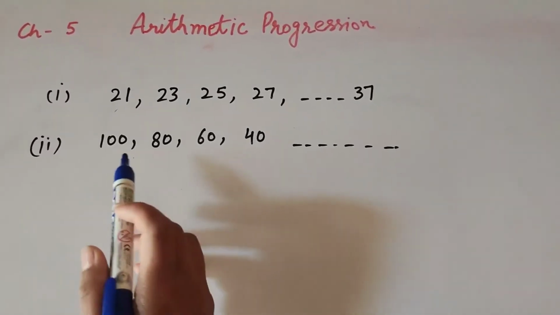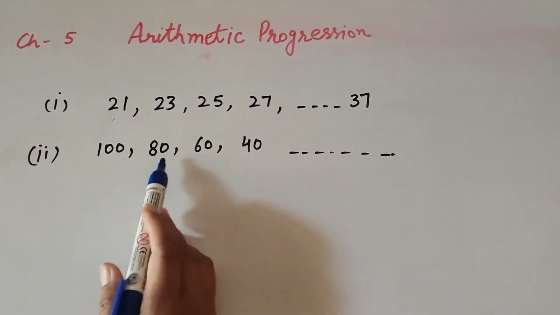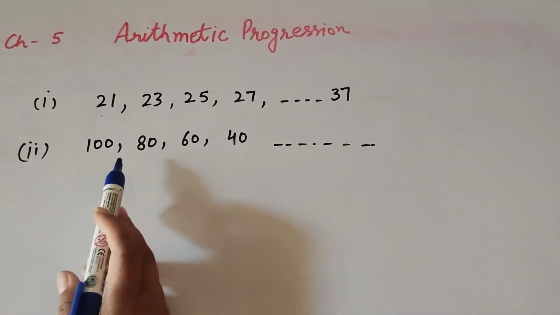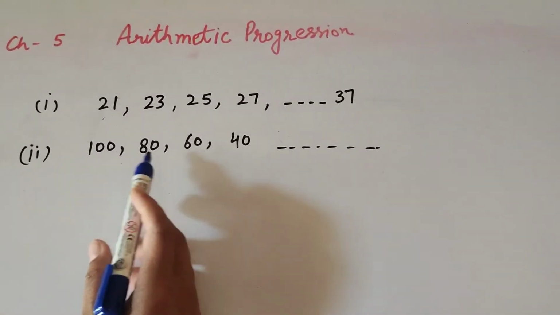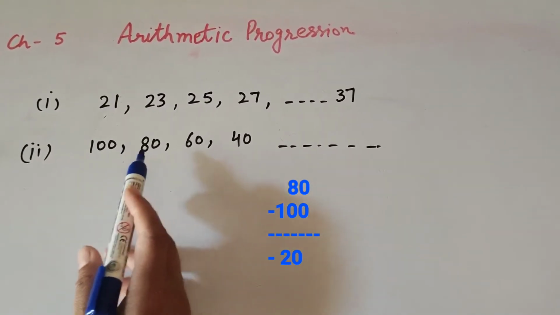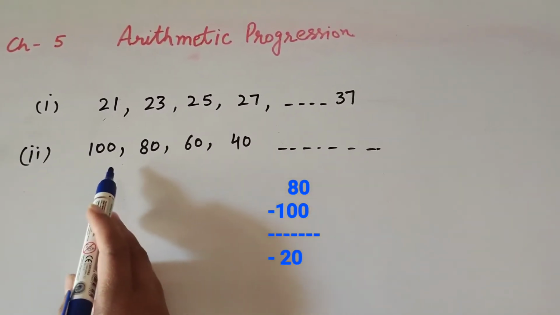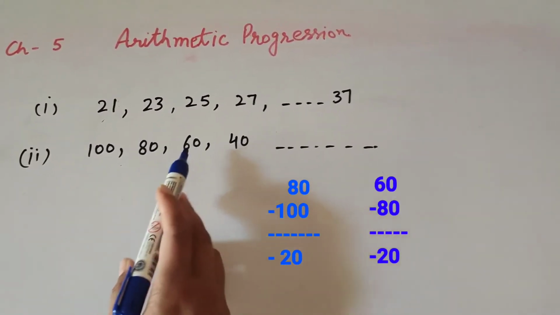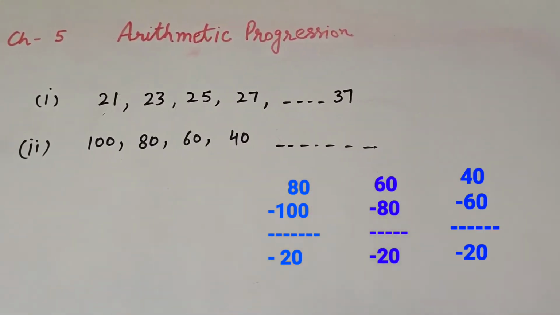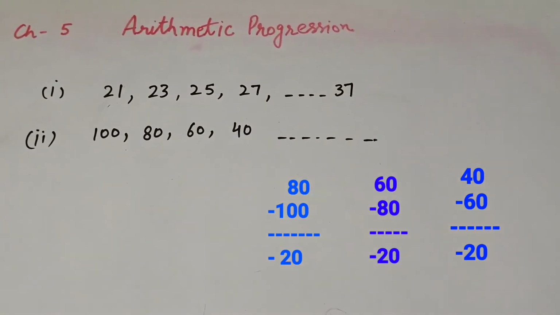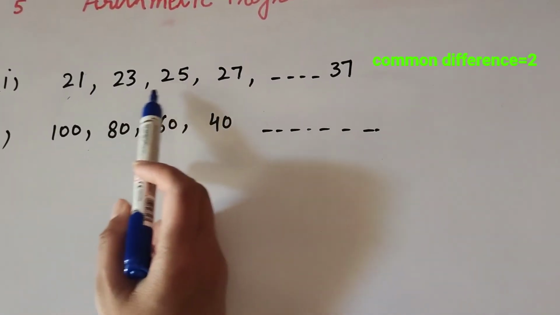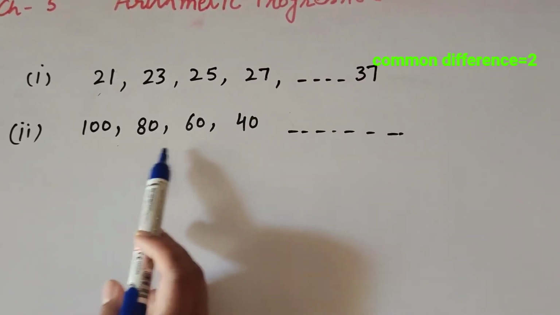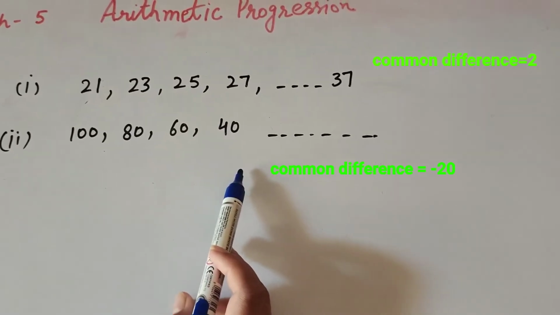In the arithmetic progression 100, 80, 60, 40 and so on, the common difference is -20, because 80 minus 100 is equal to -20. We subtract the first term from the second term. Then 60 minus 80 is equal to -20, 40 minus 60 is equal to -20. So the common difference is -20. In the first arithmetic progression the common difference is 2, and in this arithmetic progression the common difference is -20.